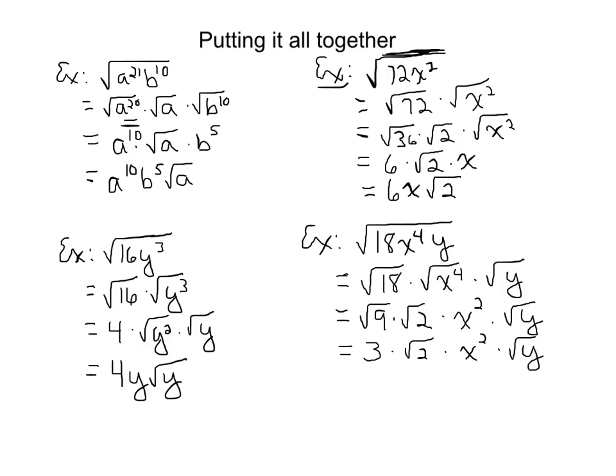Now I talked before about wanting to make sure that anything outside of the radical comes first, so I'm going to take that 3 and that x squared and write it first. But now what do I do with this square root of 2 and this square root of y? Well, at this point, since it's as simplified as it gets, I'm going to recombine it and make it the square root of 2y. So this now is as simplified as it gets.